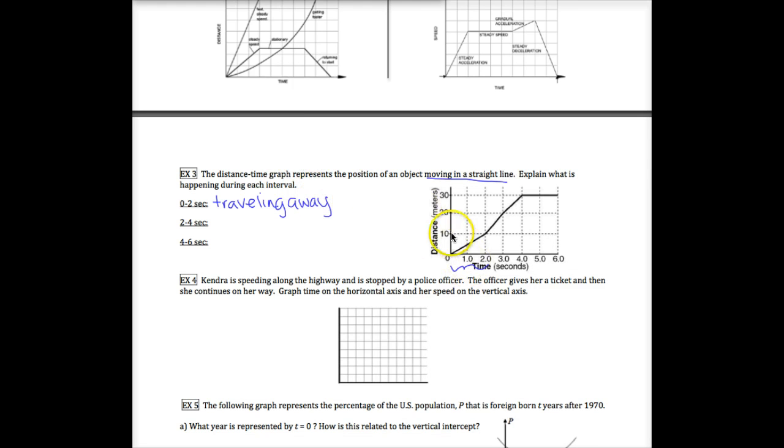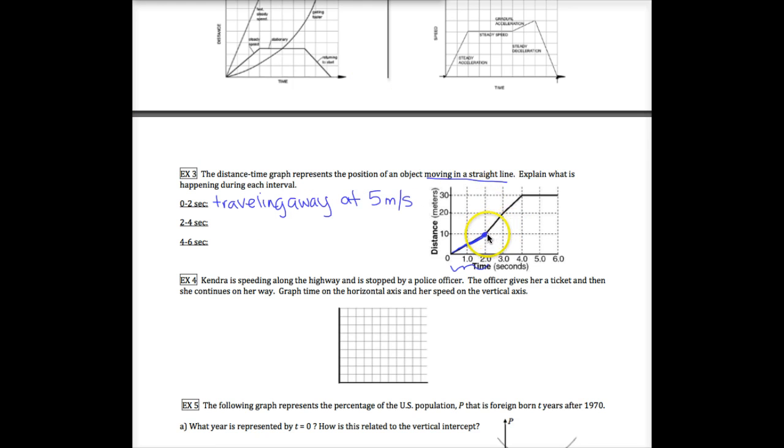Now, because we have actual labels here, we don't have to just say steady speed. We need to be as specific as possible. On this little unit right here, it went 10 meters in 2 seconds. So that means we can say what the speed was. If it's 10 meters in 2 seconds, that's 5 meters per second. So traveling away at 5 meters per second.